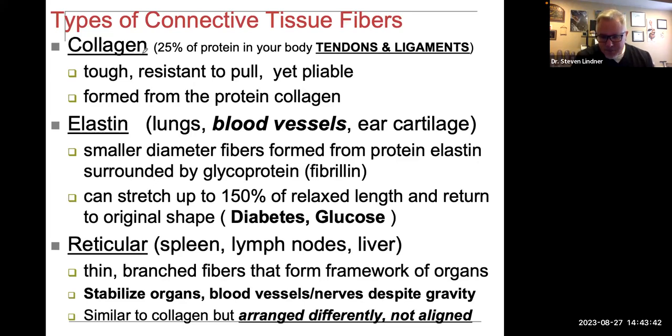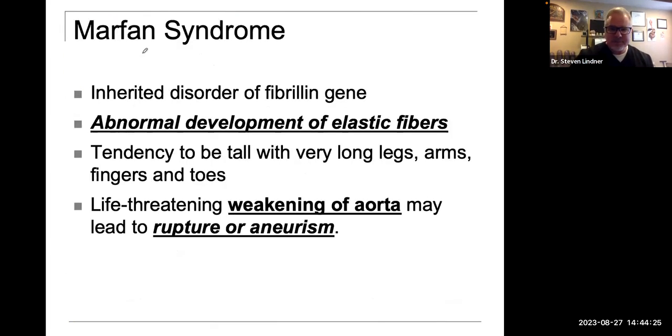And reticular fibers that are found in the spleen, the lymph nodes, the liver, these are thin branched fibers that form the framework of organs. Reticular fibers are designed to stabilize organs, blood vessels, nerves, despite gravity. Okay, you can look at the blood vessels on the back of your hand, shake them and move them around, and those blood vessels still remain where they are. That's due to these reticular fibers. Your organs are held in place due to the reticular fibers, despite gravity that may want to move them down. They're similar to collagen, but they're arranged very differently. They're not aligned in parallel forms.